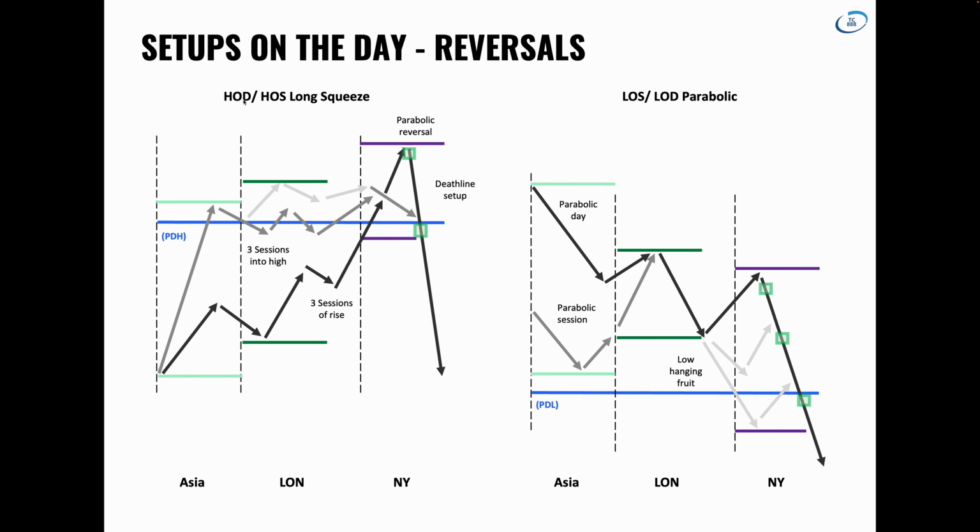One is the high of day, high of session long squeeze, or we have a low of session, low of day parabolic. So these are more the reversal setups, as we just discussed.